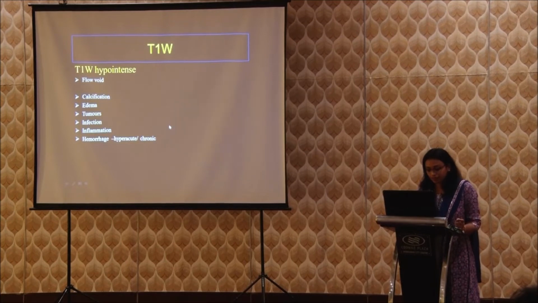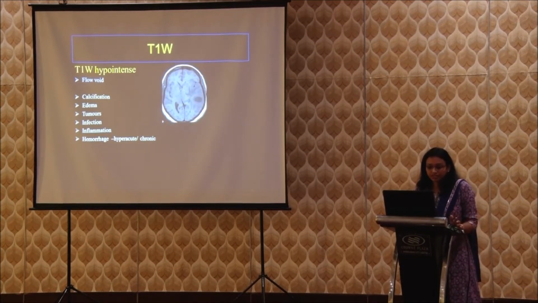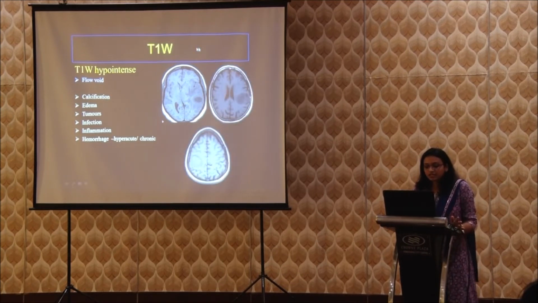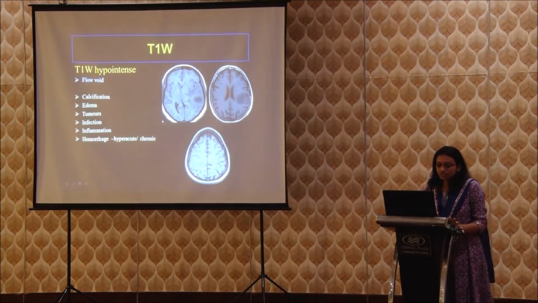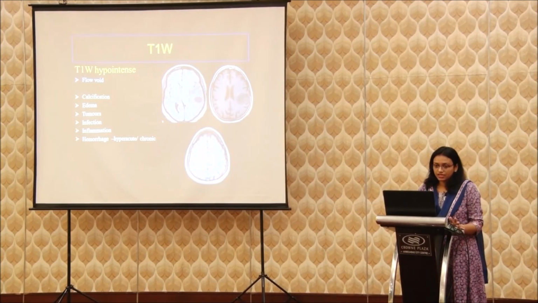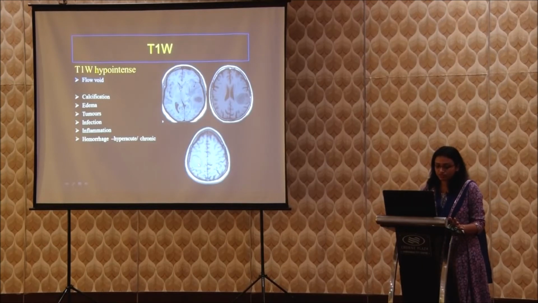So abnormal structures which are hypointense on T1 include edema, tumors, infection. This is a case of abscess which was hypointense on T1, and this is a case of low-grade glioma which appears hypointense, and this is a case of hyperacute infarct which was iso to hypointense on T1 images.